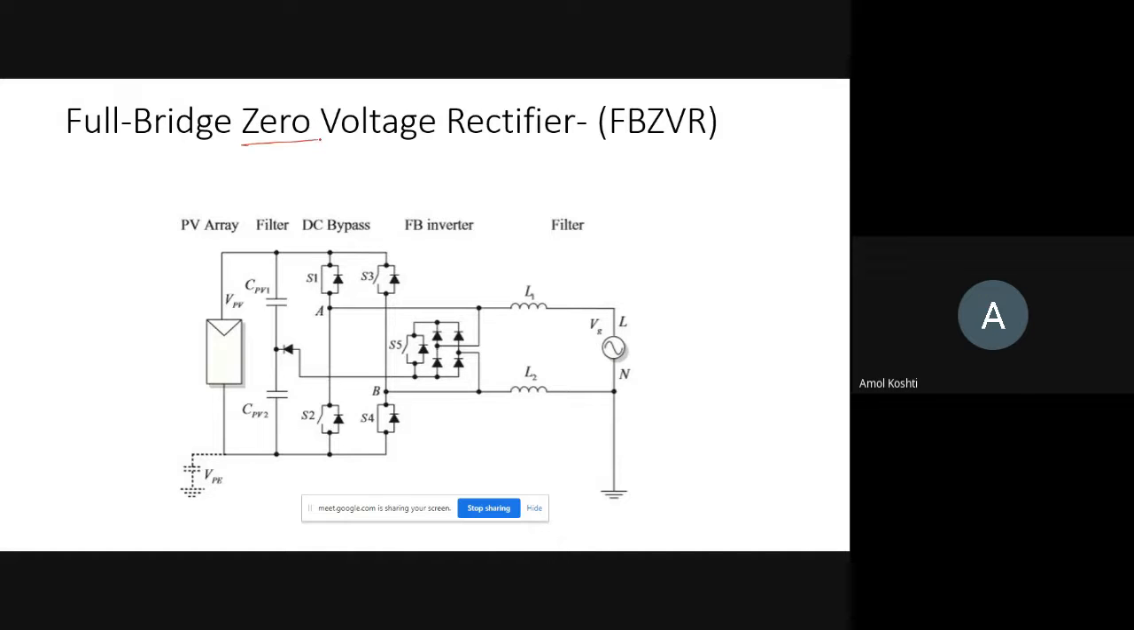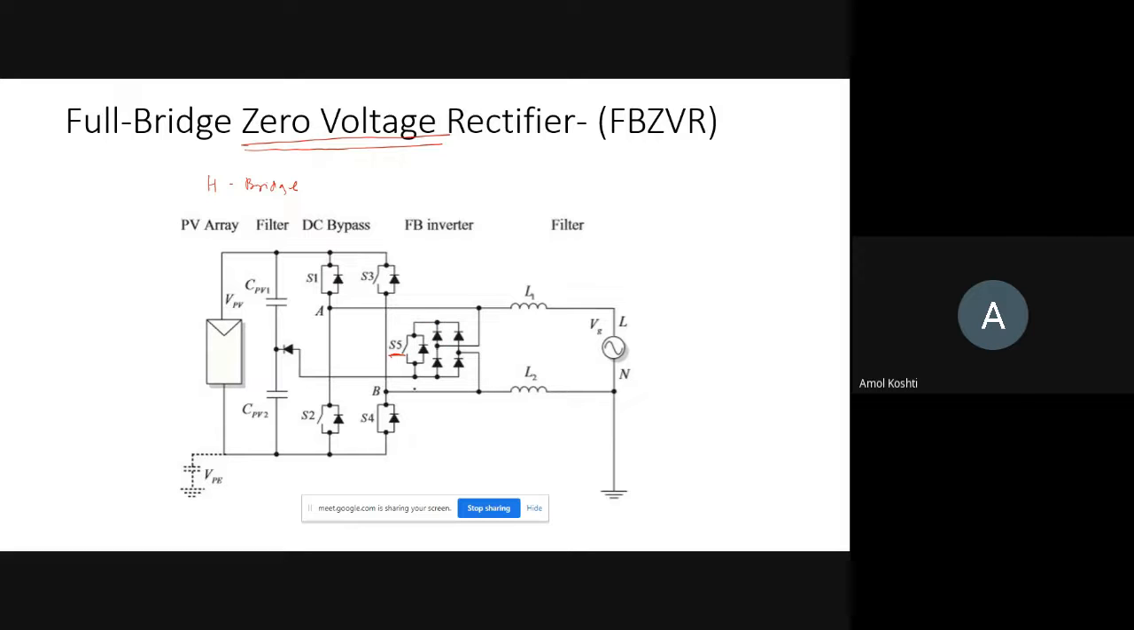So now here, zero voltage rectifier. What is the concept of this zero voltage rectifier? If you see the design, it is again some modification to the basic H bridge inverter. What modification? Four switches are there, CPV, CPV2, two filter capacitors are there. Here they have added one more switch, that is S5. Along with this, they have added the simple diode rectifier at the AC side.